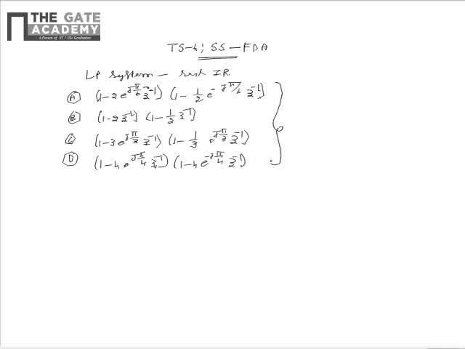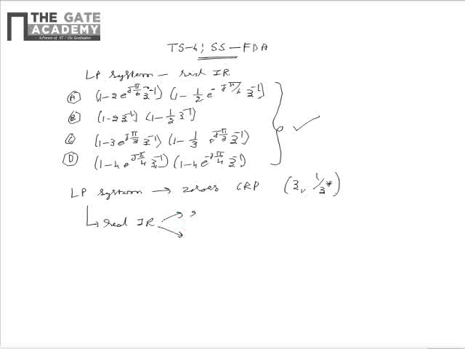So out of the four system functions given, we need to find out which of them corresponds to the linear phase system with real impulse response. We know that if a system is a linear phase system, its zeros form conjugate reciprocal pairs. It means that if there is a zero at z, then there should be another zero at 1 by z star. And also it is given that the system has a real impulse response. It means that the zeros of the system in this particular case should be real. In case the zeros are complex, they should be complex conjugates.